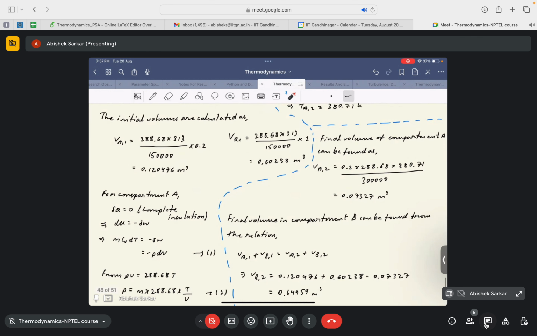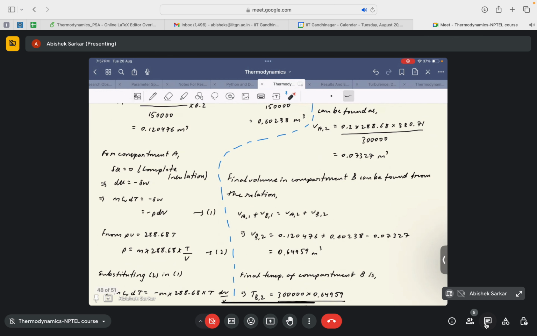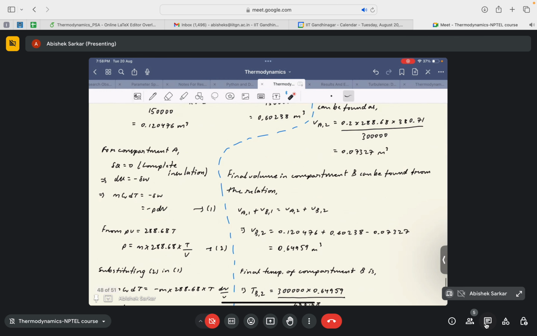So we'll have dU is equal to minus delta W from the first law of thermodynamics, right? So we can write dU as m Cv dT is equal to minus delta W, which is equal to minus P dV. Now PV is equal to 288.68 T, or P is equal to m into 288.68 T by V, right? Because since this is in specific volume, we need to convert it into total volume so that we can equate it with this side. Otherwise, you can also keep it in specific volume and multiply an additional mass to this side as well. But just to simplify it, we are doing it in this manner.